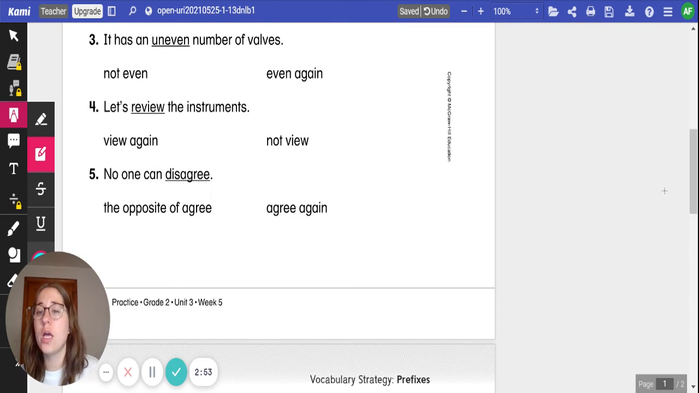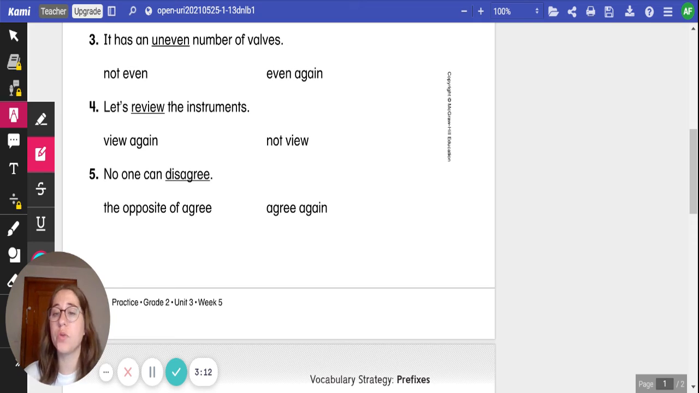Go ahead and do number 3, 4, and 5 on your own. Number 3, it has an uneven number of vowels. Uneven is our underlined word. Find the prefix and write what uneven means. Does it mean not even or even again?